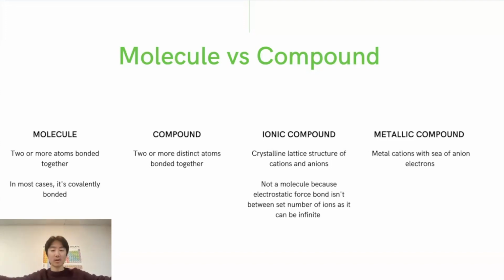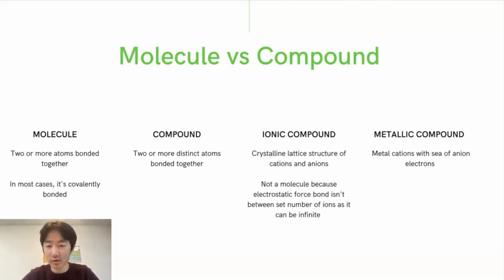An ionic compound is a subset within a compound where it's two or more distinct atoms with the cation and the anion, the positively charged metal and the negatively charged non-metal, and it creates a crystalline lattice structure in solid form. It's not a molecule because of the electrostatic forces, the plus and minus attraction forces. There isn't a set number of ions, so the crystalline lattice structure can be infinite. A molecule is the smallest unit holding two or more atoms together, but you can't have a small unit when the number of ions is infinite, right?